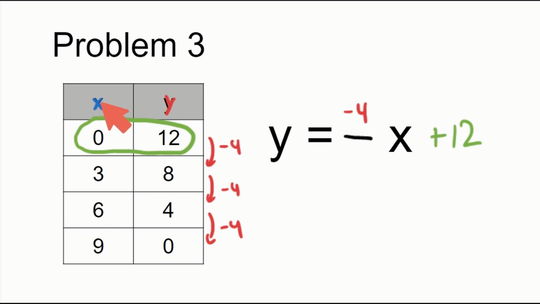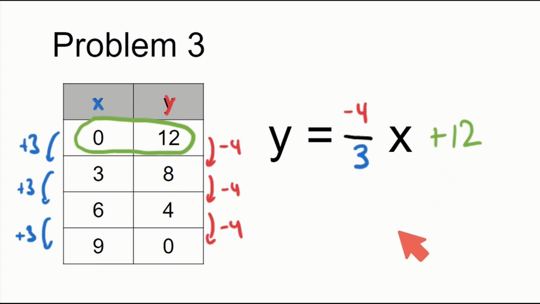Now let's take a look at our change in x. How are the x values changing? So going from 3 to 0, that's plus 3. 3 to 6 is another plus 3. And from 6 to 9, that's plus 3. So our change in x is 3, and that's going to go on the bottom of our ratio. Now that we have all our components, we know that the equation for this table is going to be y equals negative 4 over 3x plus 12.